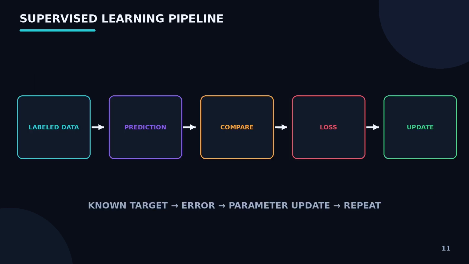Now connect this to our previous episode. In supervised learning, we have the correct answer. The model makes a prediction. We compare that prediction against the actual target. The difference is captured by a loss function. Then optimization techniques such as gradient descent help adjust the model parameters. This process repeats over many training examples. So supervised learning is essentially learning from examples where the correct answer is available.